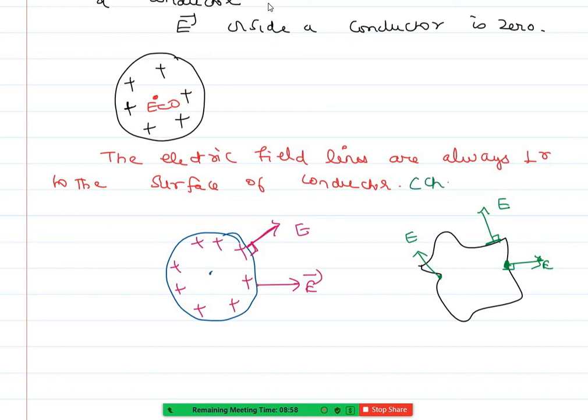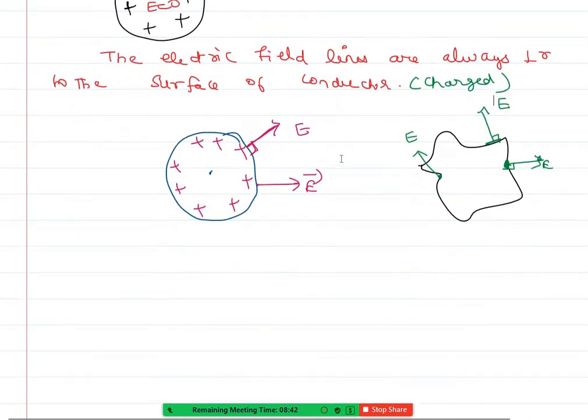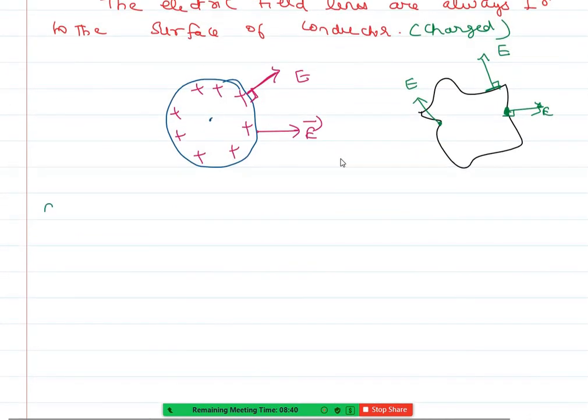Surface of a charged conductor, you write. That will be the proper thing. A conductor can be neutral, right? So it applies for the charged conductor. Any doubt? No, ma'am.